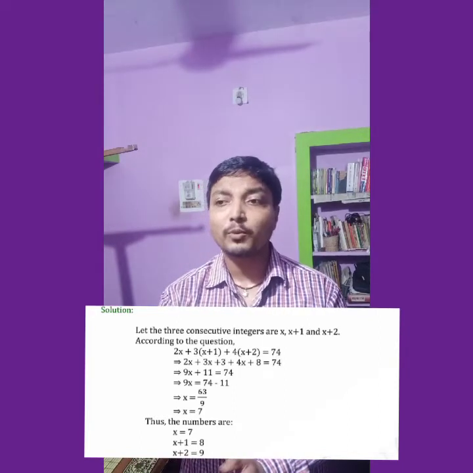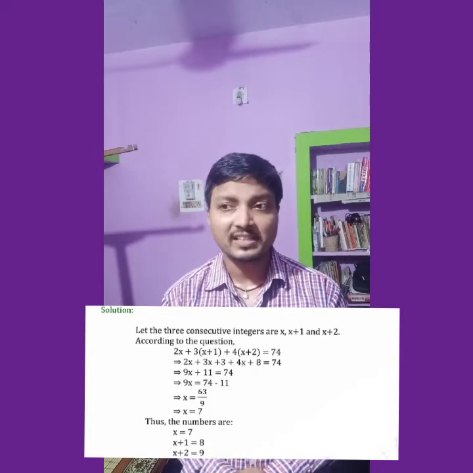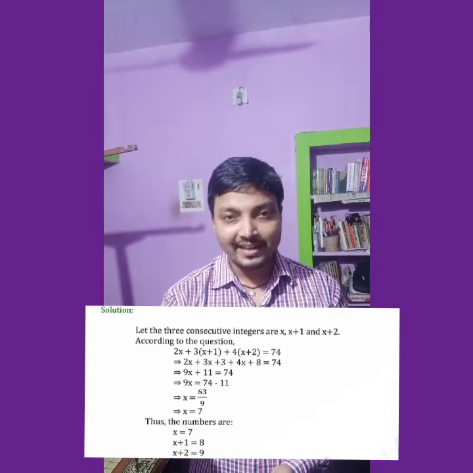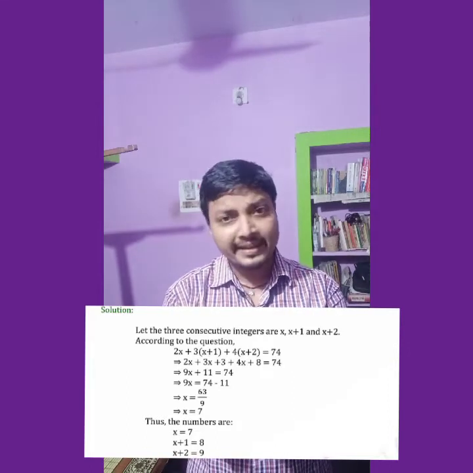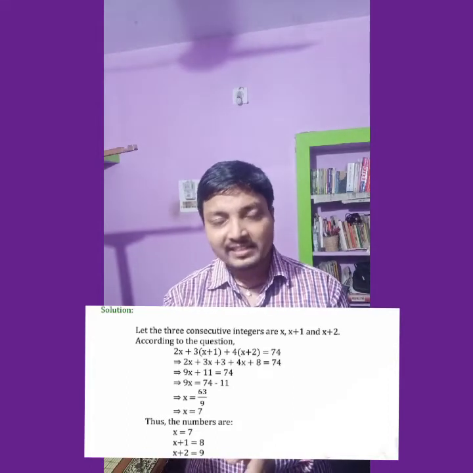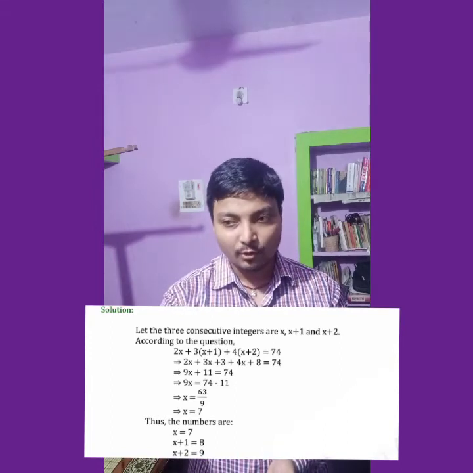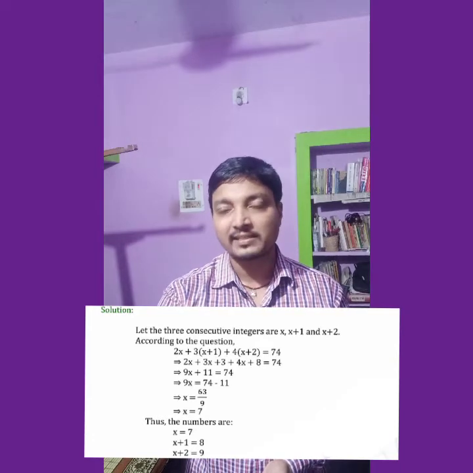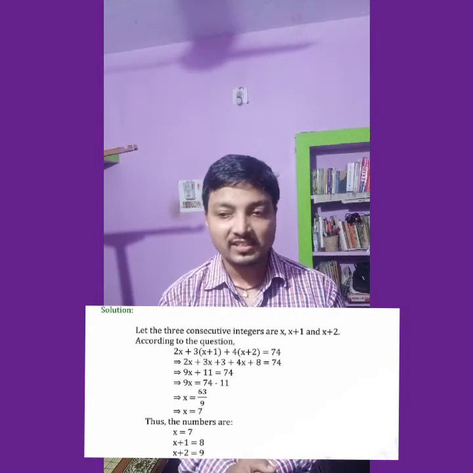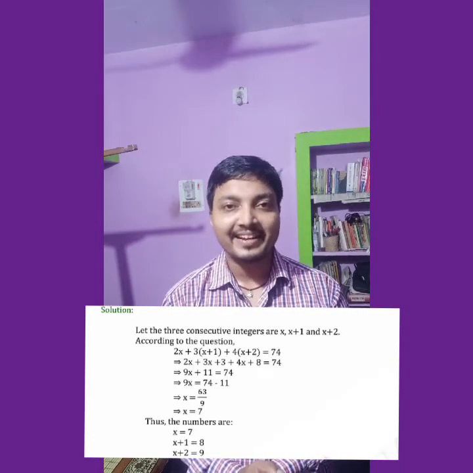But what is asked is to find the 3 consecutive integers. So one integer x, I got as 7. Another integer I choose as x plus 1. So when x is equal to 7, x plus 1 is equal to 8, and x plus 2 is 9. So the 3 consecutive integers are 7, 8 and 9.